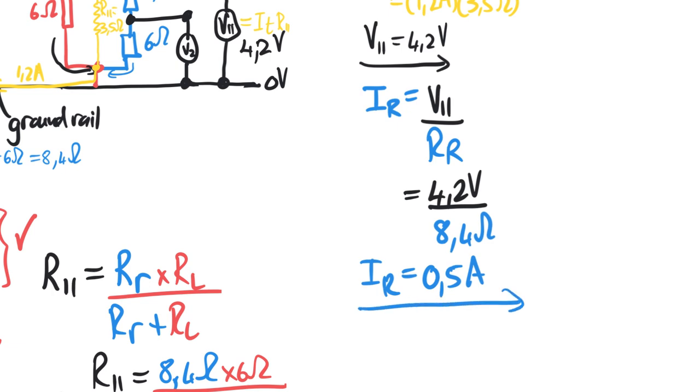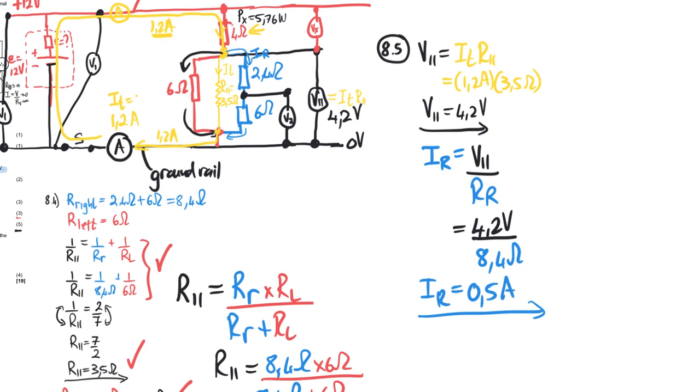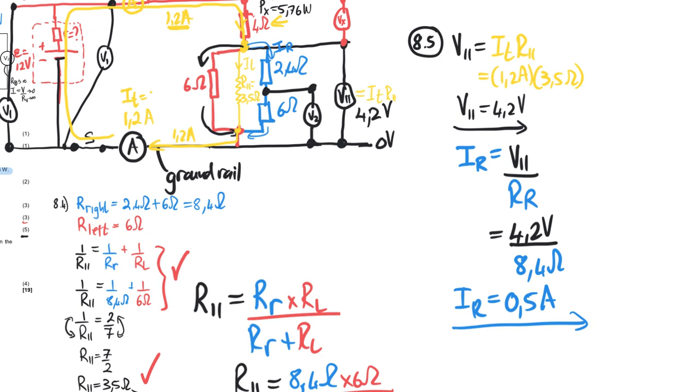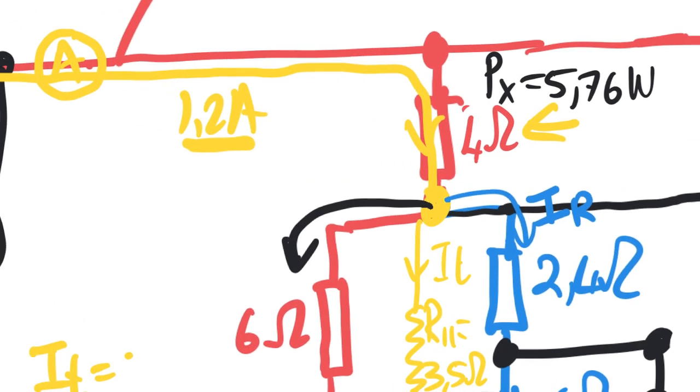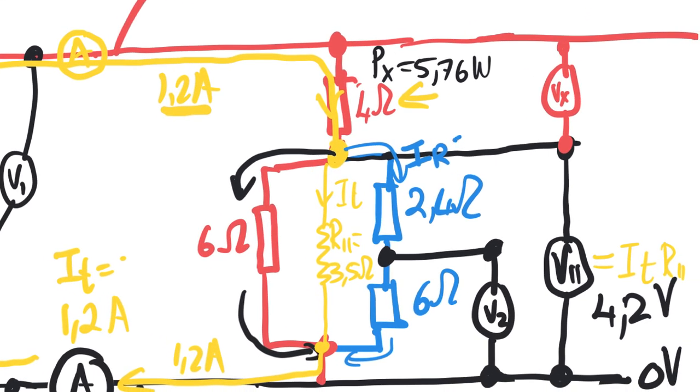Now once again, let's take a look at whether it fits in with the overall context. Well, the total current is 1.2 amperes, and we are saying that this is going to be 0.5 amperes. And so visually we can see, well, 1.2 amperes splits into 0.5 amperes, and I left would then have to be the difference, which is 0.7 amperes.